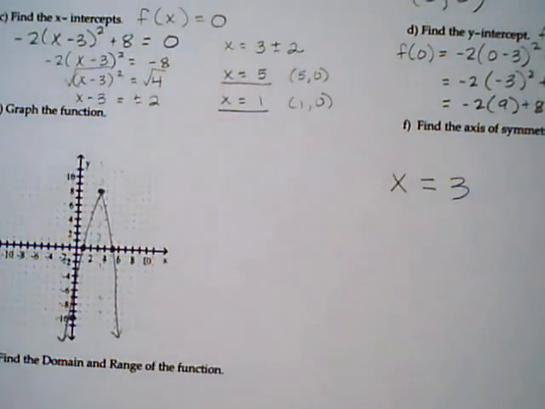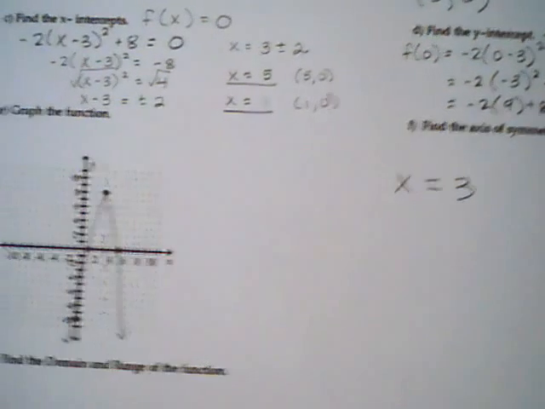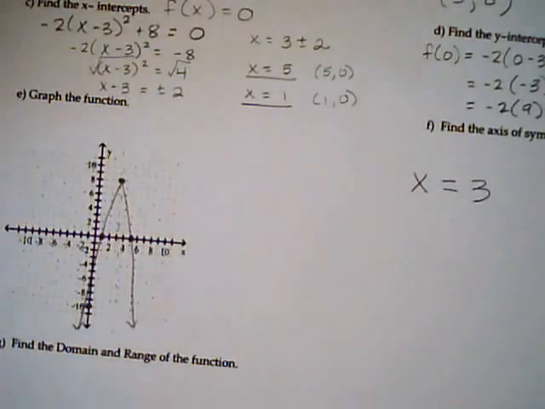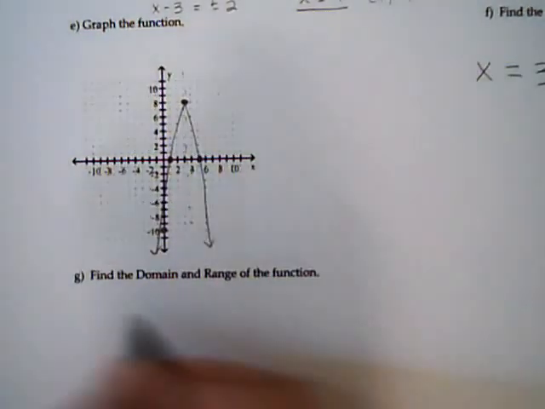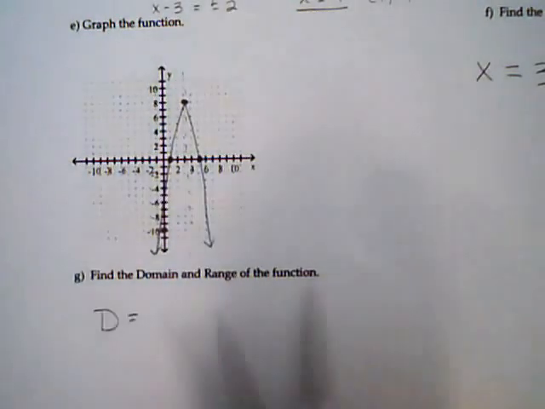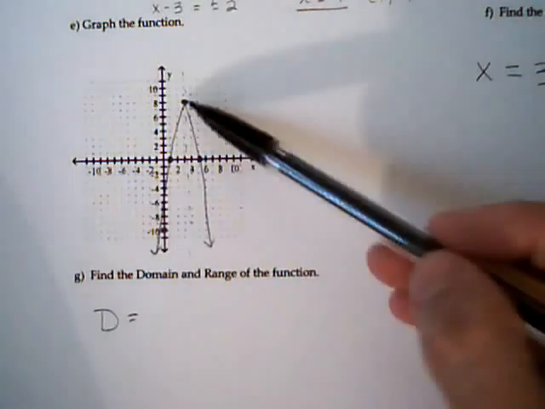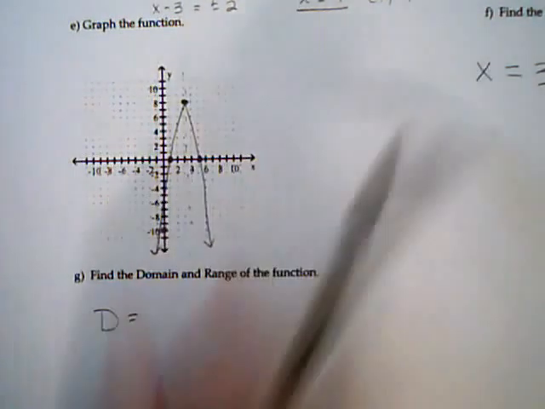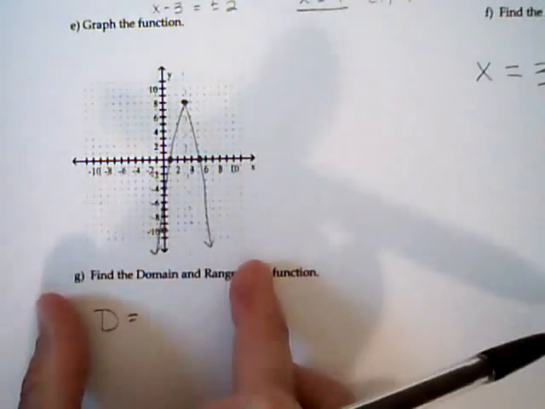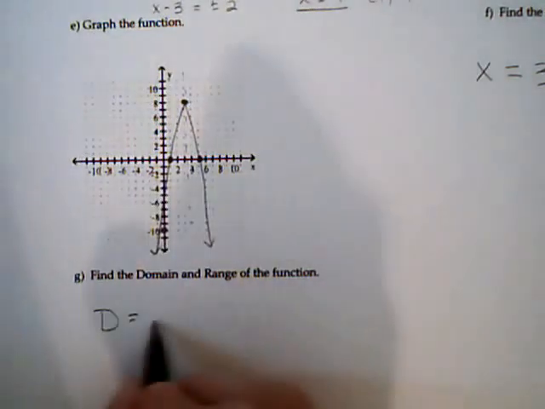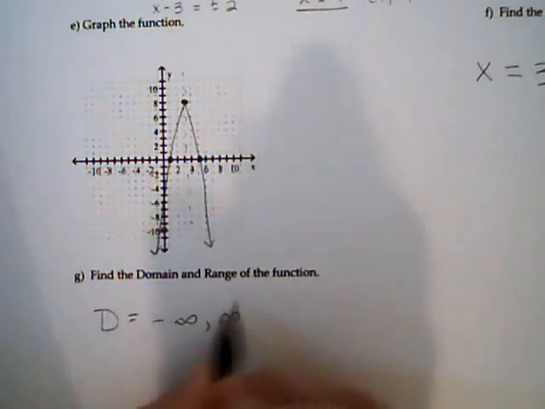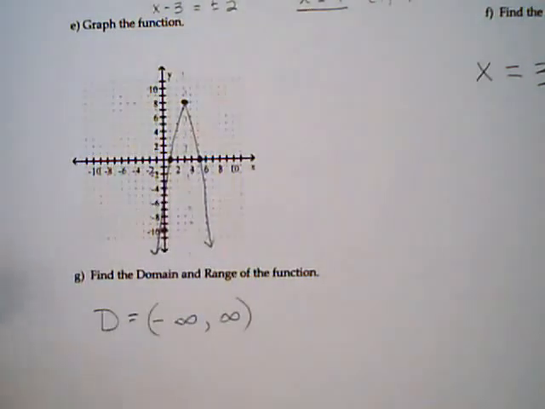Okay, then part G says to find the domain and the range of the function. Remember, domain is always associated with your x values. So if I look at my graph from left to right, this graph is going to continue to go down, but it's going to get wider as it goes down. So that means my x values could be any real number from negative infinity to positive infinity.